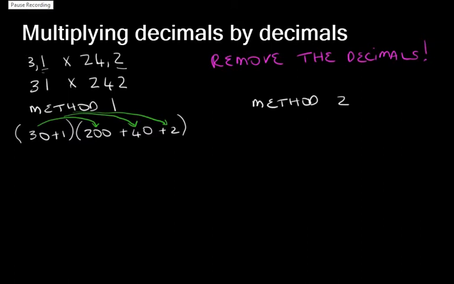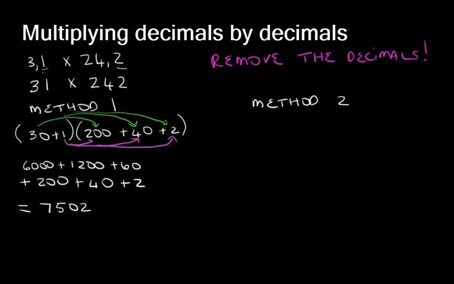So I need to multiply 30 by 200, 30 by 40, and 30 by 2. Let's write down those answers. Now I need to multiply 1 by 200, 1 by 40, and 1 by 2. Now when we add that together we get 7,502.